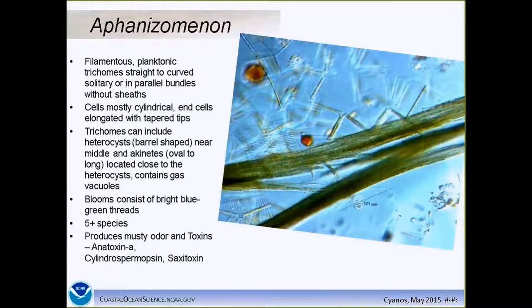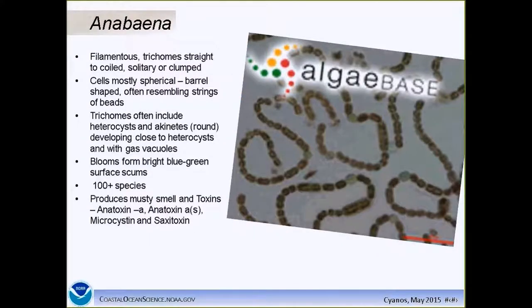The Gloeotrichia, very different in look, but a similar kind of clumping colony structure, and with heterocysts, the Gloeotrichia sometimes produce a bit more on the taste and odor issues also. Anabaena, of course, has a much different shape.